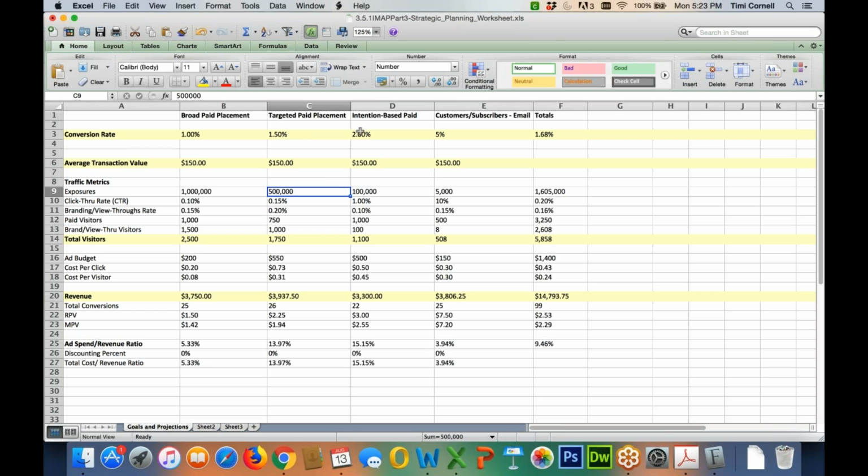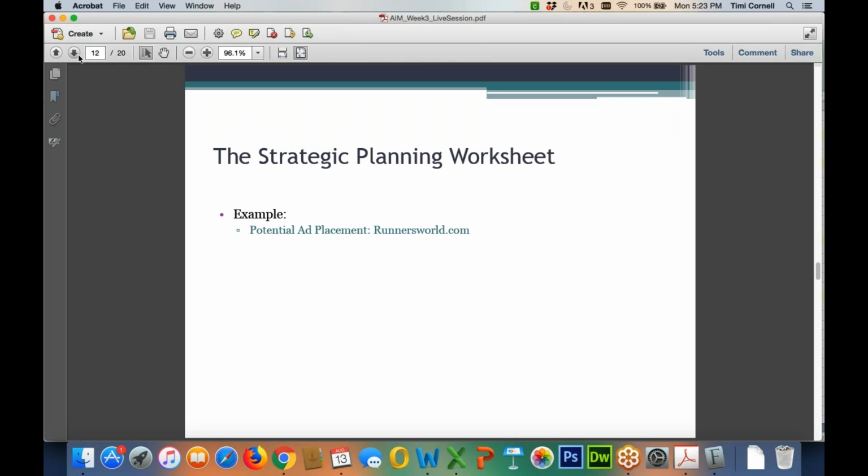All right, and then with our intention-based paid campaign, the exposure goal is going to be based on keyword search volume, and in this case, branded keyword search volume. So you'll want to base that off of the research you do with your keywords. And then with our newsletter sponsorship, we are going to be basing our exposure goal off the number of subscribers on the actual list. All right, and that is how to use the strategic planning worksheet in a nutshell.